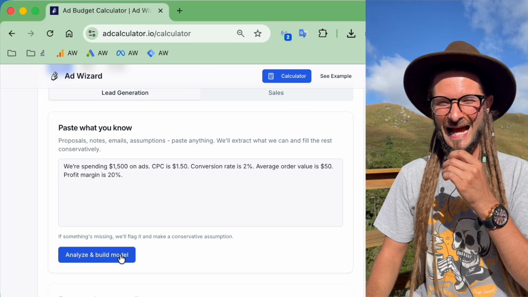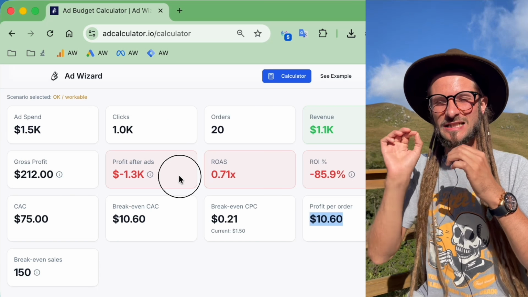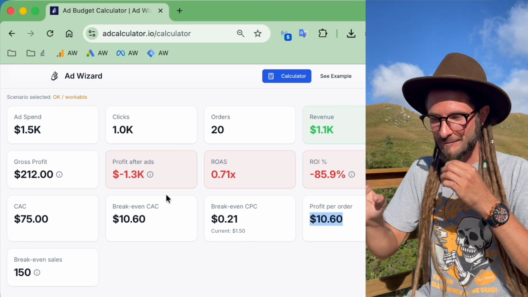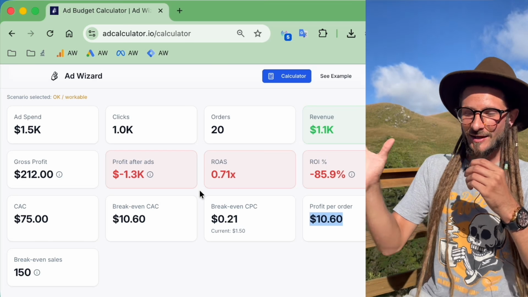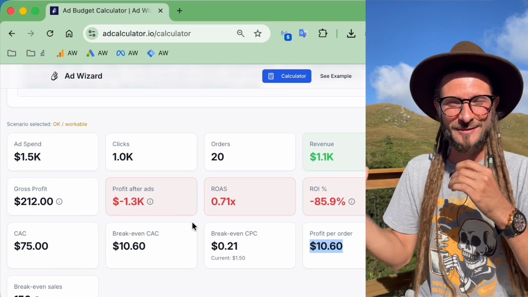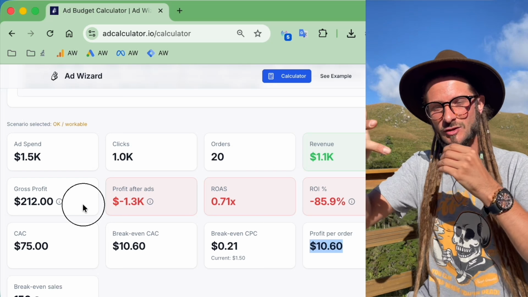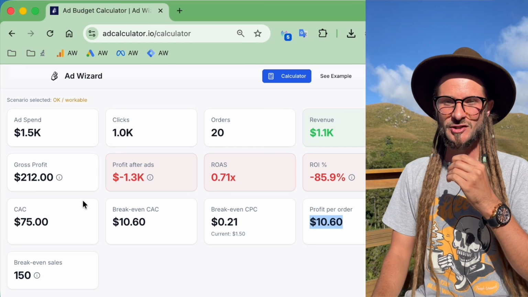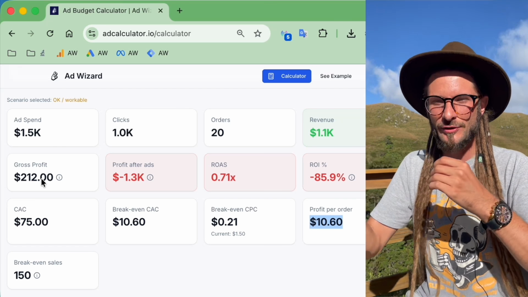Now, what happens when we click analyze and build model, guys? Look at the profit per order, 20% margin on a $50 product. There isn't much room to absorb that acquisition cost. Even if it looks acceptable, the business may not survive at acquisition cost at scale. And guys, in situations like this, the ads won't fix the problem. The margin has to improve, the average order value needs to increase, or acquisition cost has to drop significantly, okay? And the ad calculator goes through all of these suggestions, okay? And it's really important to understand this because scaling will just amplify those terrible economics.